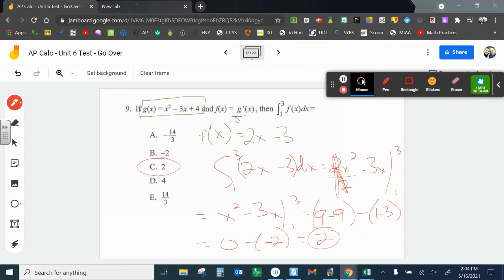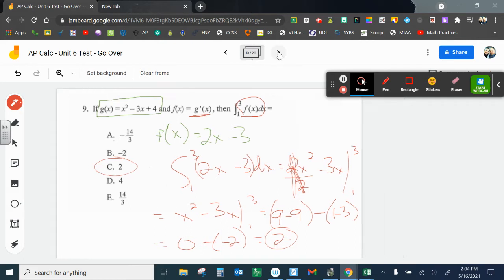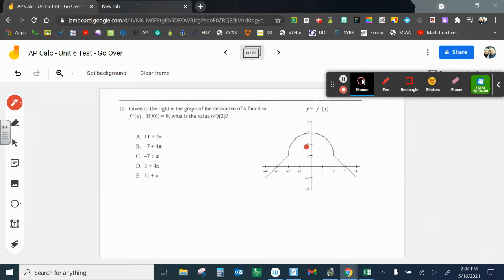Okay, so we just had to do a little bit, take the derivative of what they gave us, and then use that as our f of x. Okay, so again, no calculator. Just got to follow step by step. Don't get too caught up.